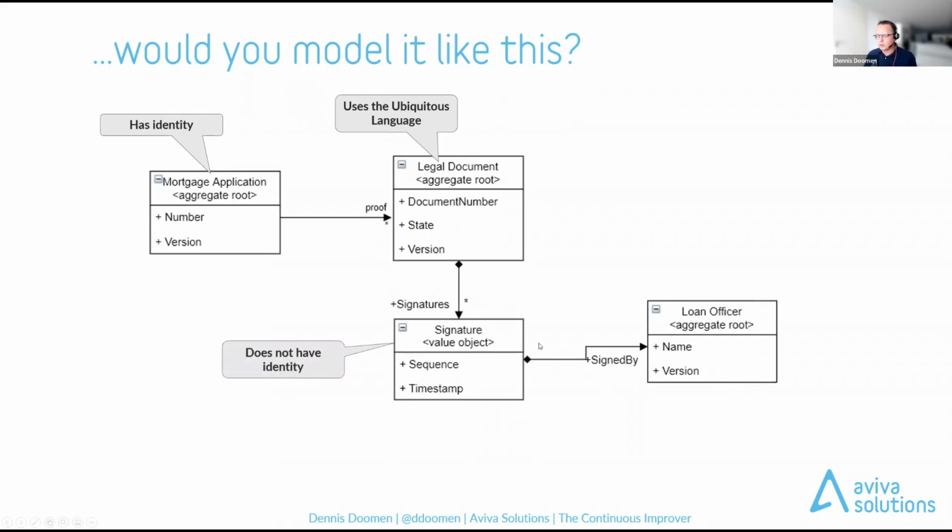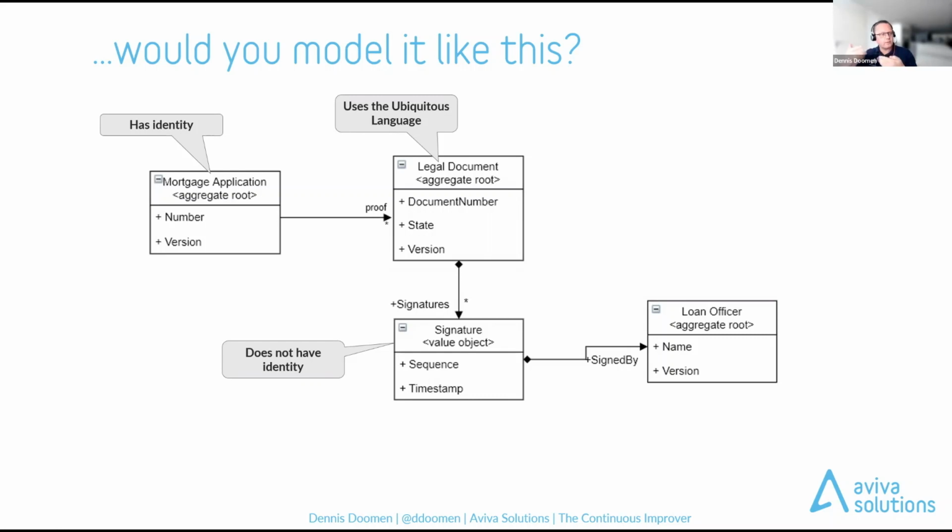Whereas a signature, you don't actually say it was this signature. The signature is usually just a combination of maybe the person that signed it, maybe a sequence that says something about an order, the date that the signature was set. And to identify that signature, you refer to the combination of properties. So in this case, it's a value object. That's why we use it.